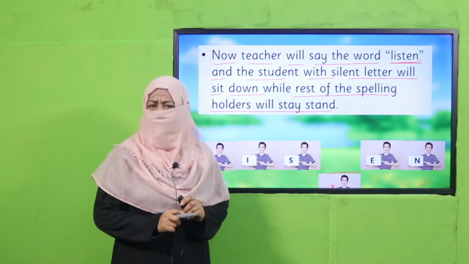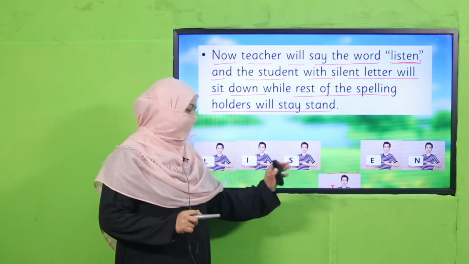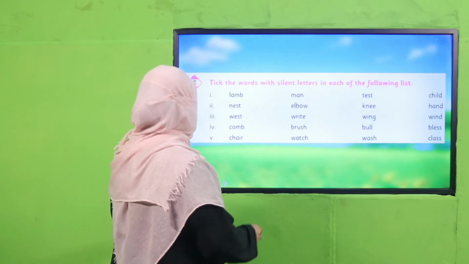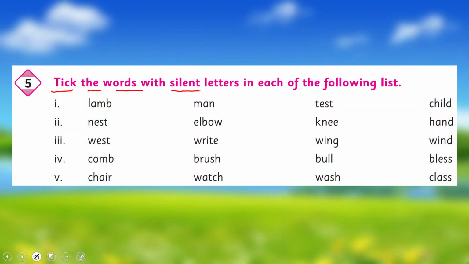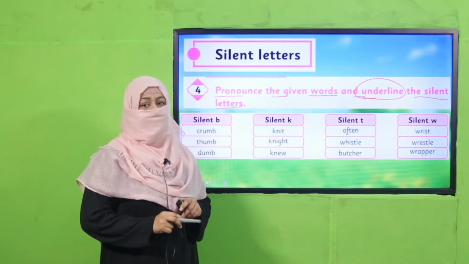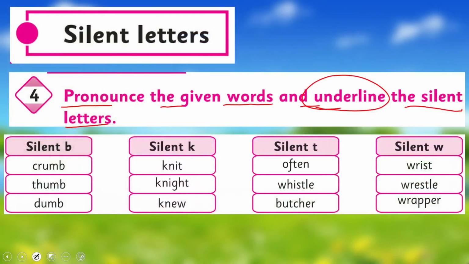Yes, my dear children, are you clear with the silent letter concept? The letter is there, but we don't say it. Good job. So it's time to practice from your book. Take the words with silent letters in each of the following lists. There is a list, so you have to read this list and pick the word with silent letter. And the other activity is to pronounce the given words and underline the silent letters. So these two activities are there. All of you open your book and complete these activities in your book.